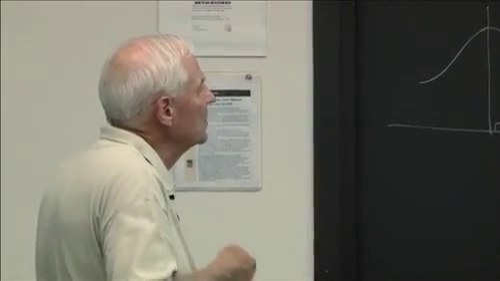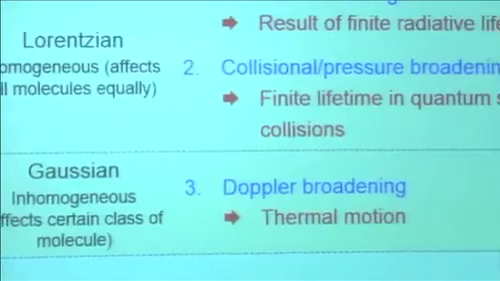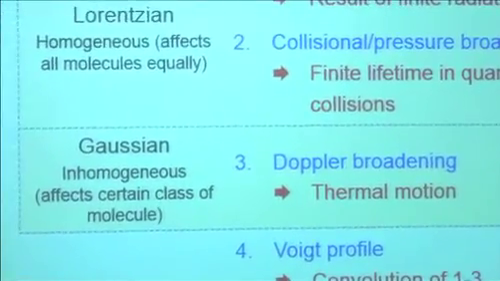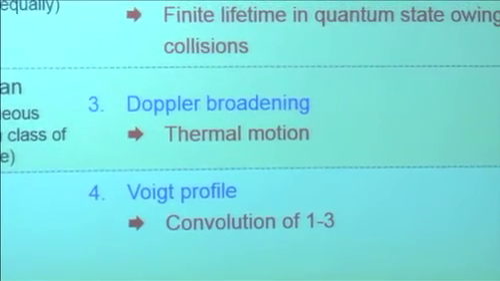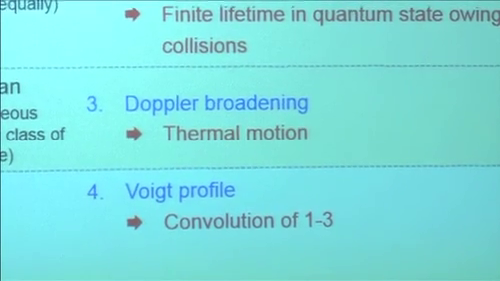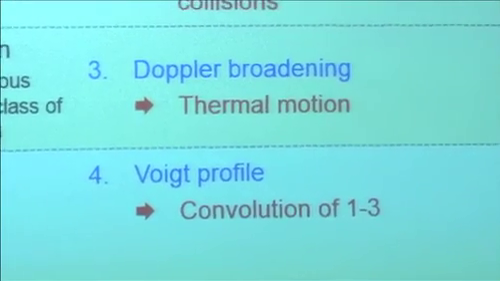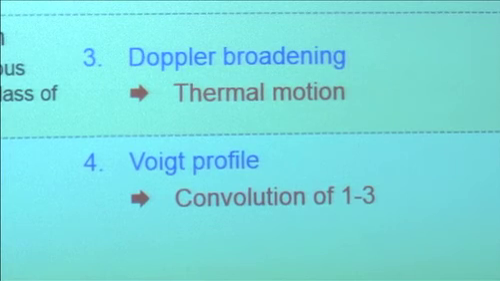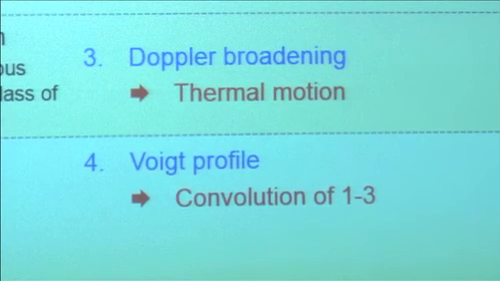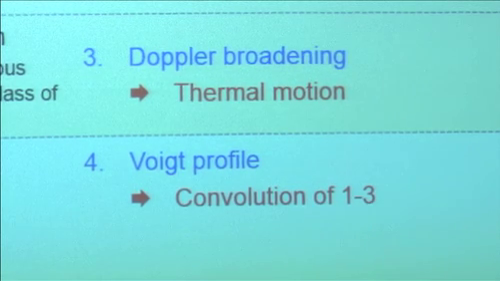Now, these are just some general terms: Lorentzian, Gaussian, homogeneous, inhomogeneous. And when we put those things together, we get conventionally a Voigt profile. Voigt is a mathematical function. There are some improvements on this that come into play. We're not going to talk about them. So we're going to treat the broadening of collisions to be independent of their velocities. We know that's an approximation.